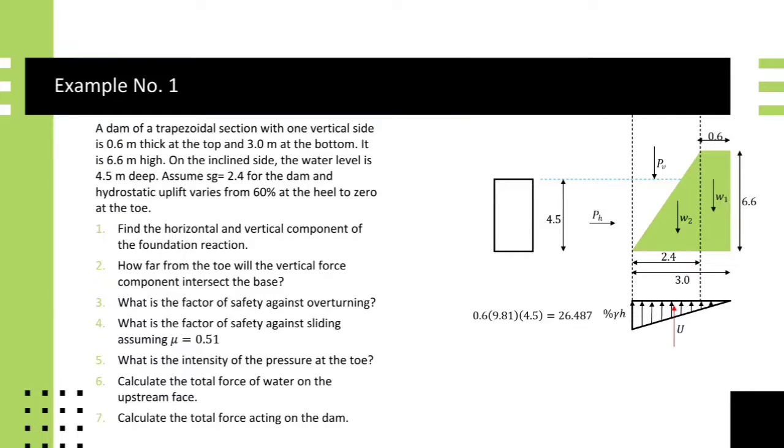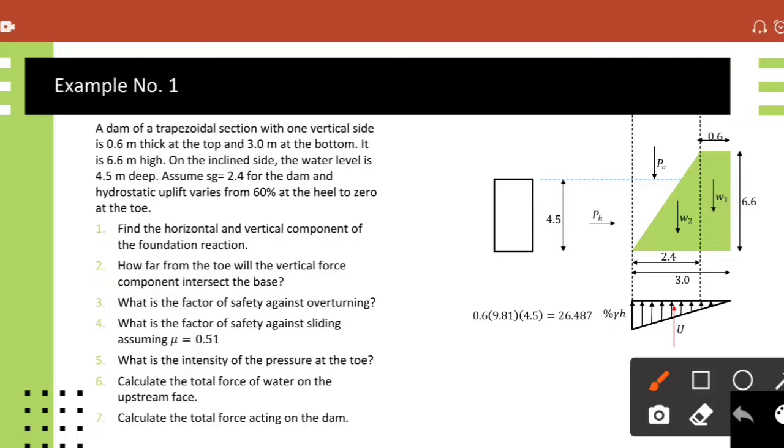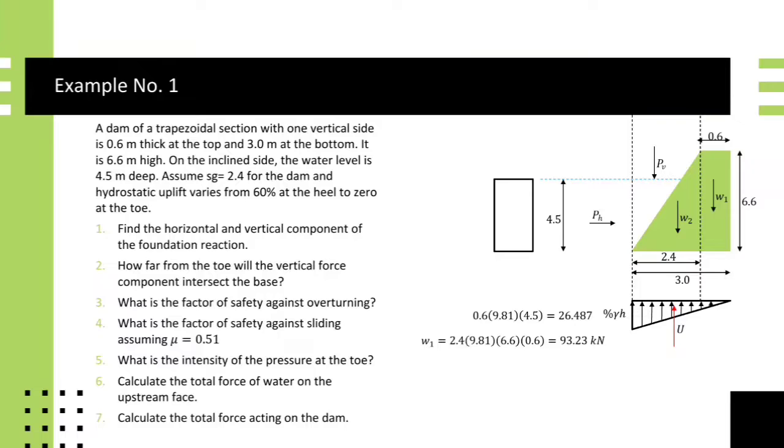For the meantime, unahin natin yung weight 1. Calculators out na lang kayo, sundan nyo na lang muna to. Weight 1 will be equal to the SG of concrete, and if it's given, 2.4. So, 2.4 times 9.81, then multiply nyo sa area ng rectangle, which is 0.6 times 6.6, considering 1 meter strip. So, weight 1 will be equal to 2.4 times 9.81 times the area of the rectangle, which is 6.6 times 0.6. It will give you an answer of 93.23. Yan yung weight 1 sa dam natin.